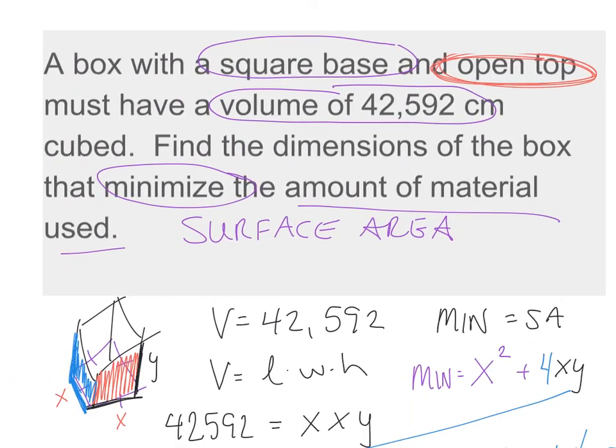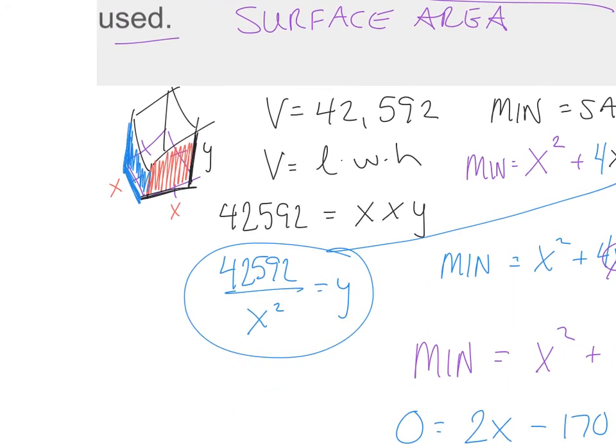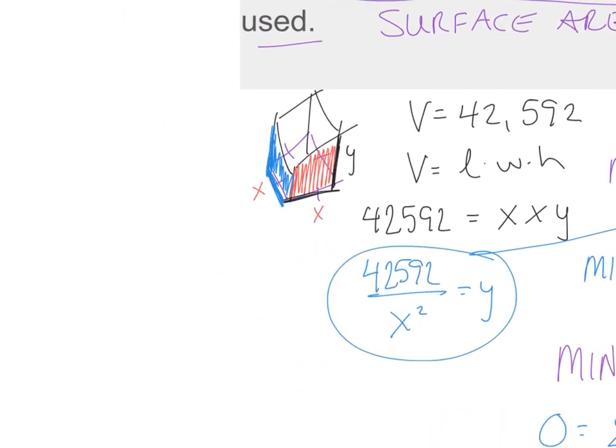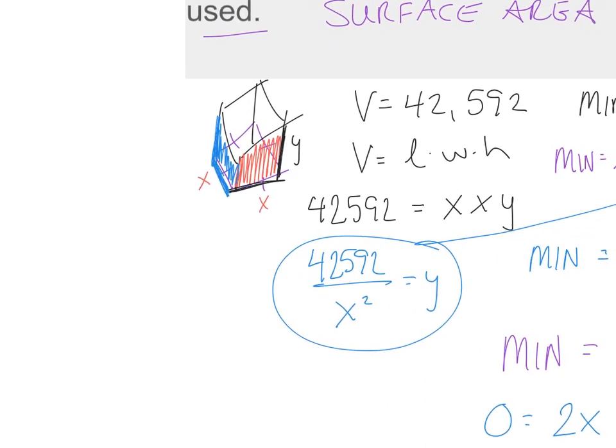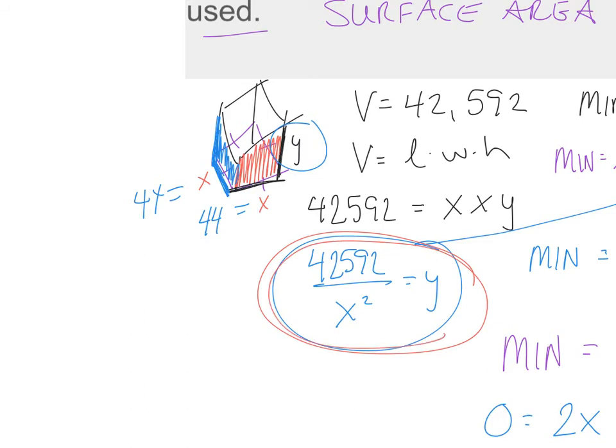We know we have a min when x is 44, and the question says find the dimensions. So if I go back to my picture, x equals 44. So this base is also 44. And then I just need to go get my y value, and you should have an equation that says y equals. So I'm just going to take that number, 42592, and divide that by 44 squared, and I get a y value of 22. So my dimensions are 44 by 44 by 22.